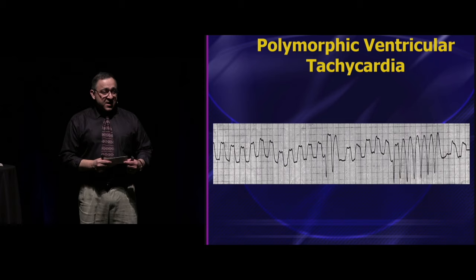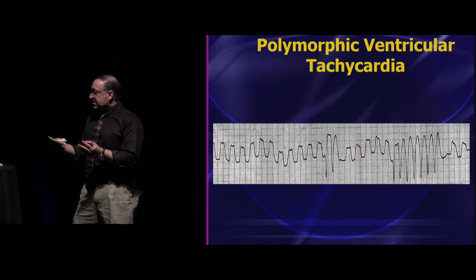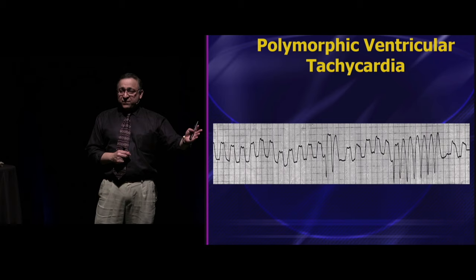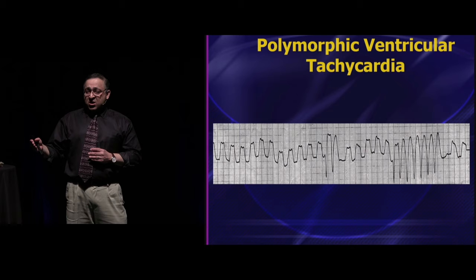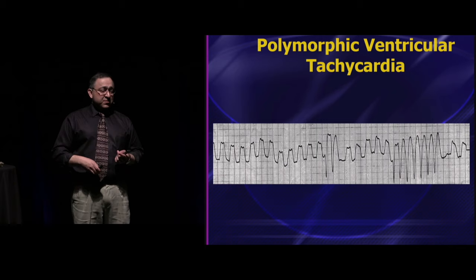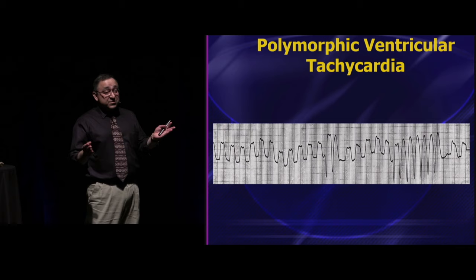So that's the main reason it's so important to know that there's this distinction between generic run-of-the-mill polymorphic VTAC versus the torsade type, because of the treatment. The torsade type, what do you do with that patient? You put them on mag, and you look for the underlying cause and treat it. What are the underlying causes of prolonged QT? We'll get into that also. Hypomag, hypo-K, hypocalcemia, are they on some drugs that prolong the QT, and so on. All right? But that's what you do with torsade.